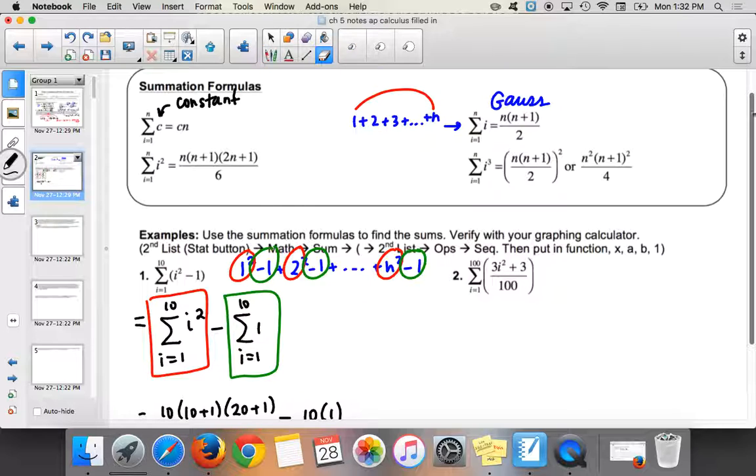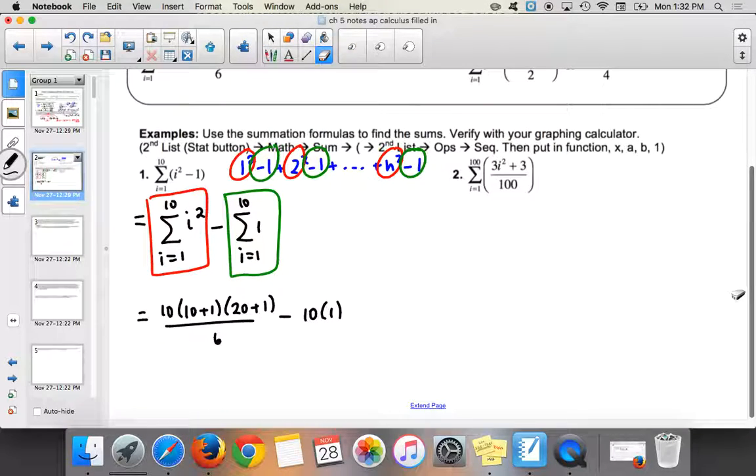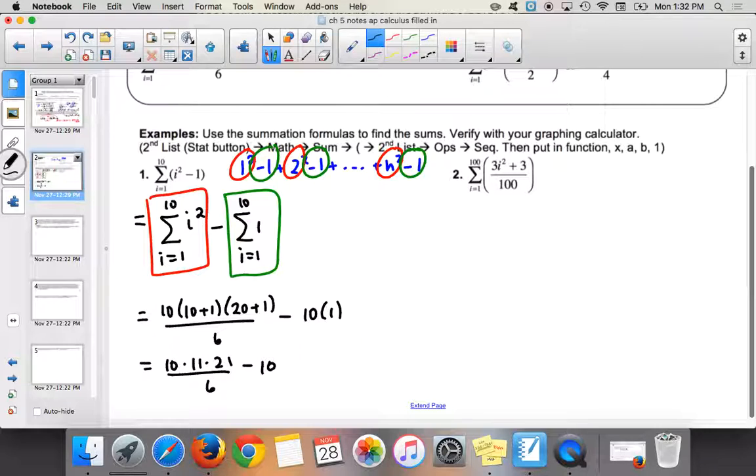Ian, give me a second. You're correct, but give me a second. All right, so we do 10 times 11 times 21 all over 6. And I would recommend, if you didn't have your calculator, you can simplify. You can say, oh, 21 and 6 are both divisible by 3, so I get 7 and I get 2. 10 and 2 are both divisible by 2, so I get 5 and 1. So I have 77 times 5, right, minus 10, and you can find it. So you get 385 minus 10 is 375.